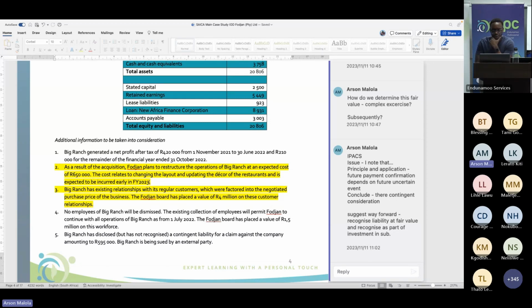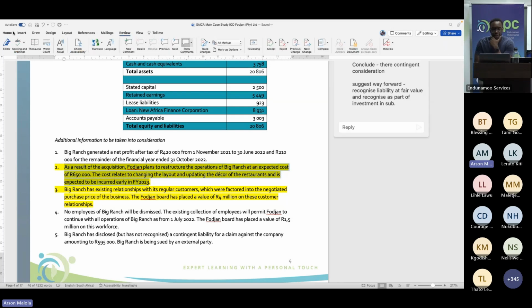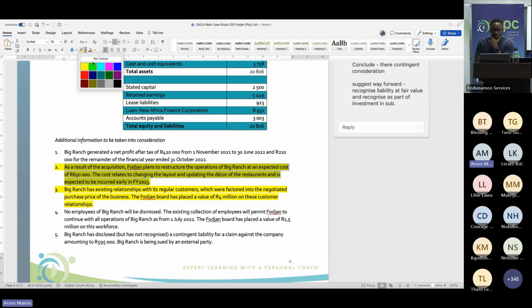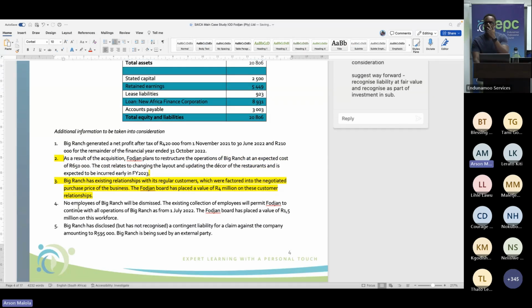Okay, let's do this one. I wanted to do 2 and 3, but we don't have time. Let's just do number 3. Now number 3, we're being told here that Big Ranch has existing relationships with its regular customers. Fantastic. We thought about this during the previous period. What are the missing assets and liabilities that Big Ranch would not have recognized? And we thought, okay, customer list, because I have a bunch of customers you mentioned.